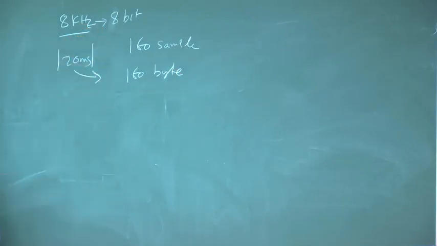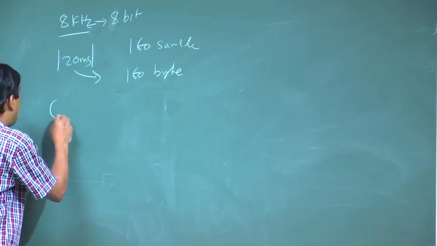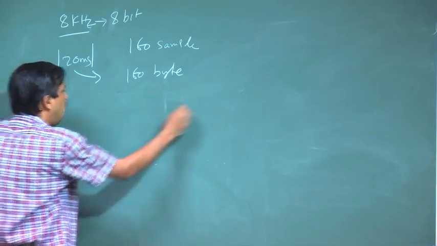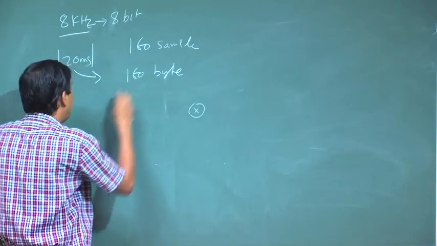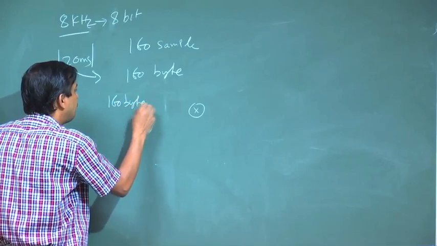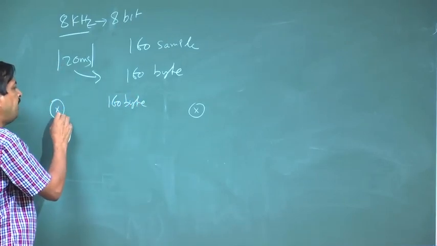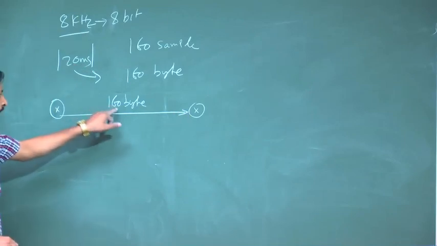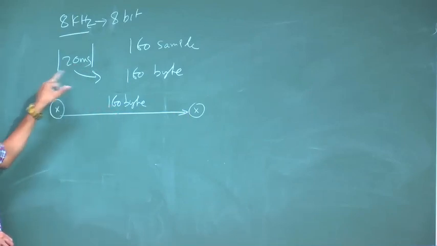Now, suppose the problem is that I want to transmit this 20 millisecond speech from this point to this point. So, my bit rate is 160 bytes; I have to transmit 160 bytes from this point to this point. Can I reduce it using this LPC method?